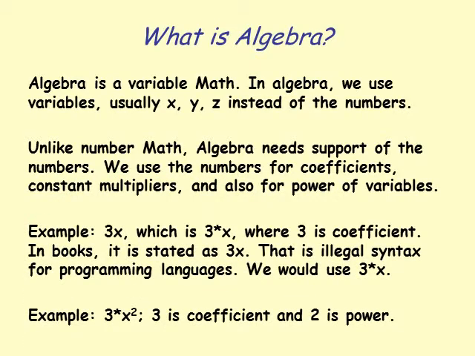Let's continue. An example, in 3x, which is 3 times x, 3 is a coefficient. In books, it's stated as 3x, which is illegal syntax for a programming language. We would be using 3 times x. The star is multiply. In books, they would use x for multiply, and I also have variable x, and it would be confusing. So 3 star x is 3 multiplied by x. And in the example 3 times x square, 3 is a coefficient and 2 is a power.